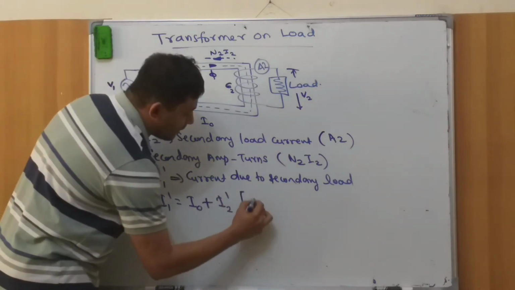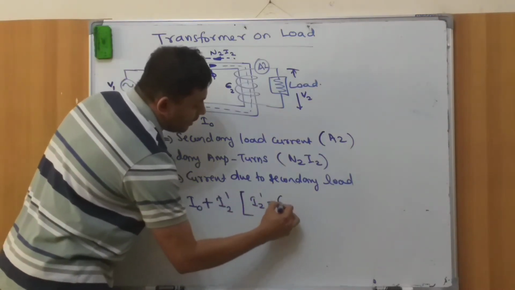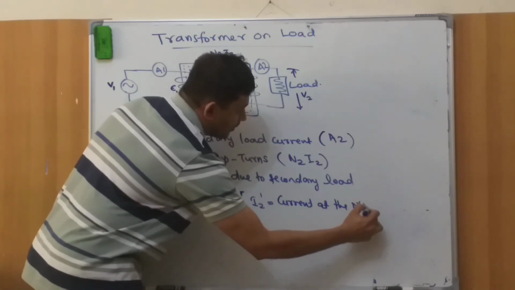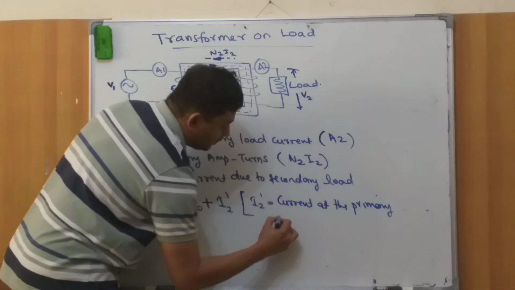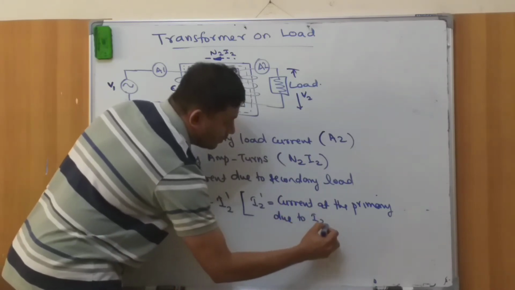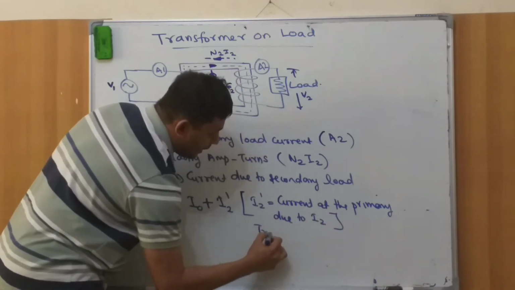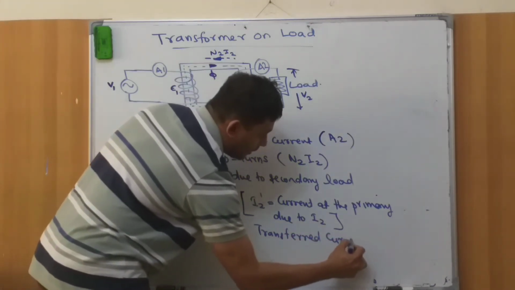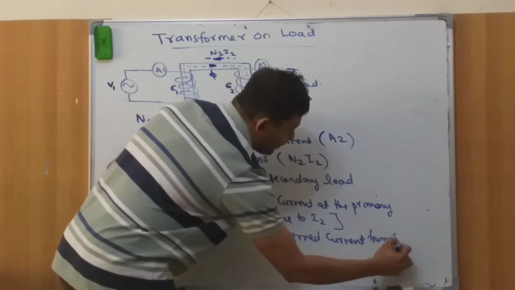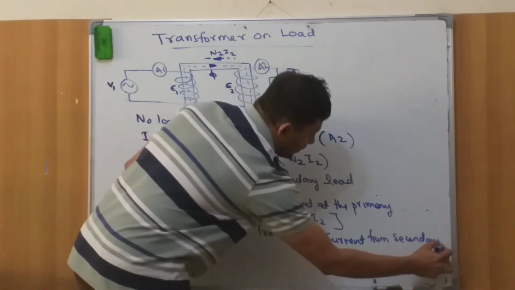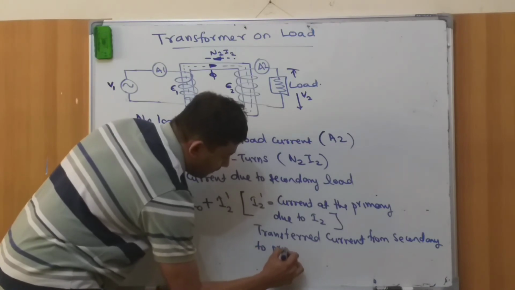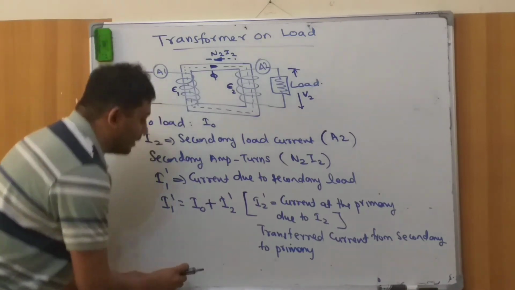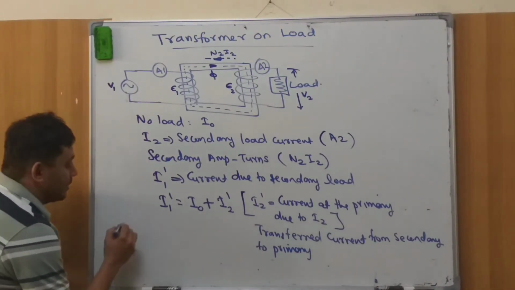Okay. So this I2 dash can be defined as a current at the primary due to I2. Or in other words, I can say that it is a transformed current, or transferred current, right? Transferred from where to where? From secondary to primary. Correct? So because of this extra current, there is again another ampere turns in the primary.